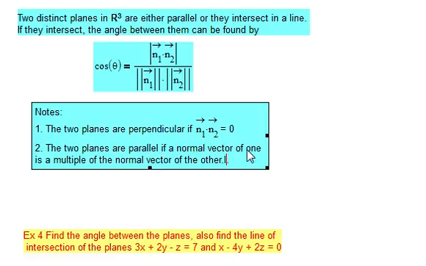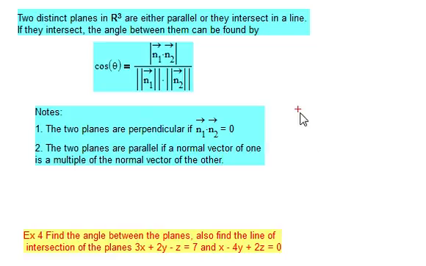Two planes are parallel if a normal vector of one is a multiple of the normal vector of the other, and of course that would be because they're parallel. If the normal vectors are parallel, then the planes are certainly parallel. Okay, let's get to a little example.